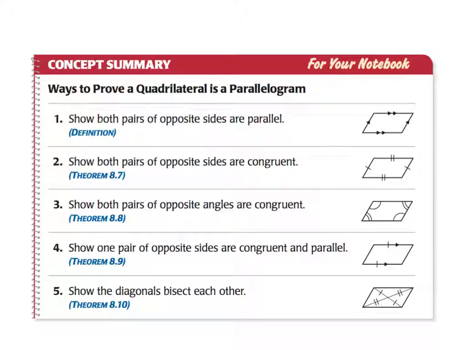And finally, the fifth way is to show that the diagonals are being bisected. So if I can show that both diagonals are bisected, then I can prove that the quadrilateral is a parallelogram. This would be a great thing to have in your notes to refer to when you are trying to decide if something's a parallelogram or not.